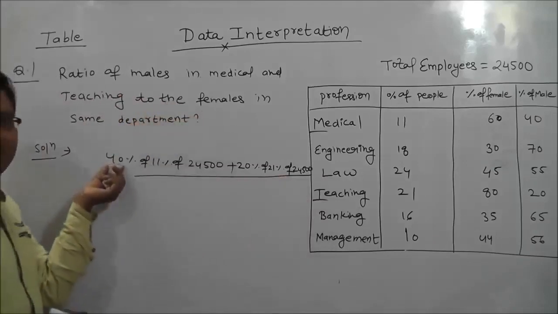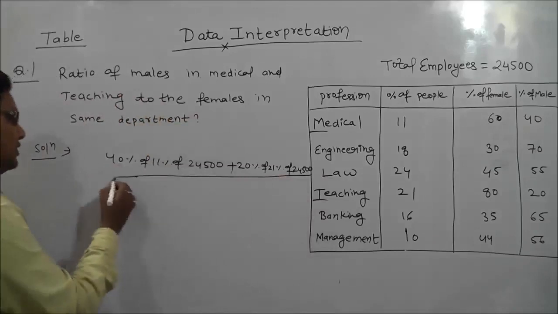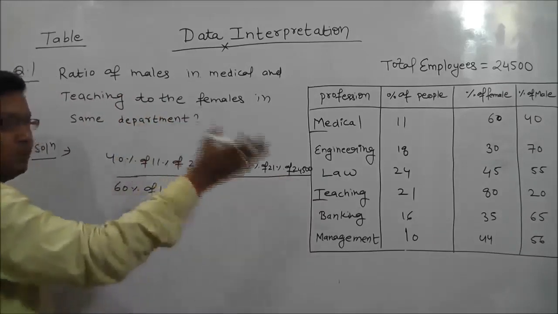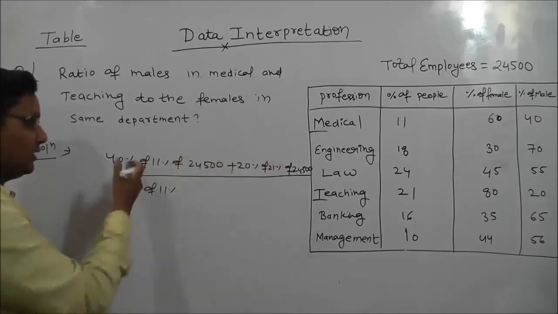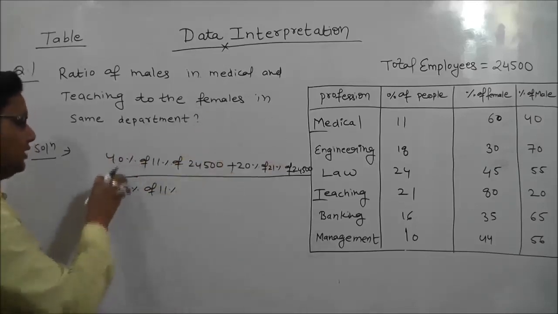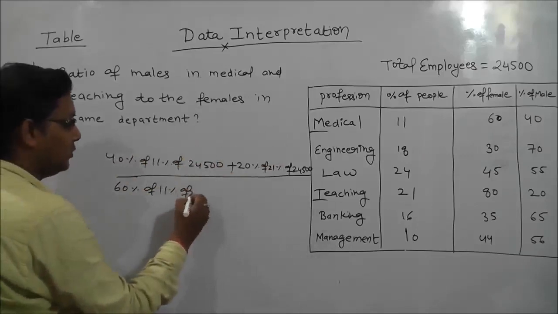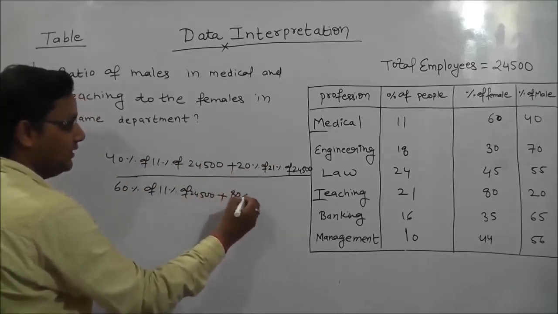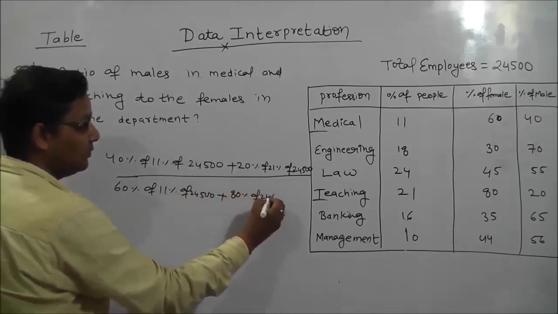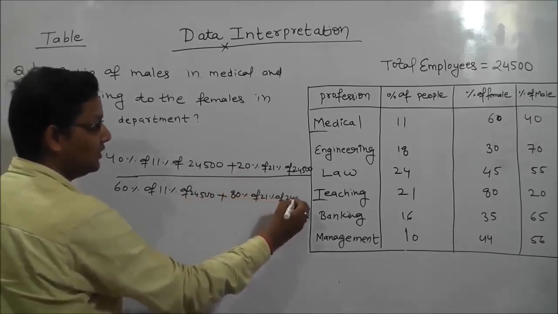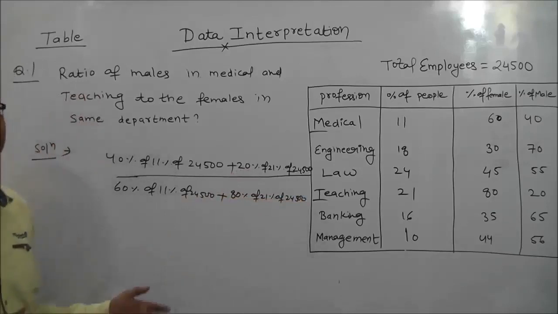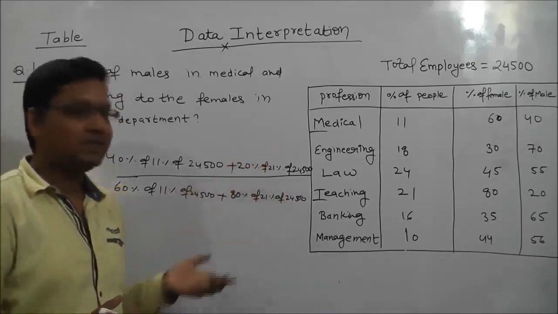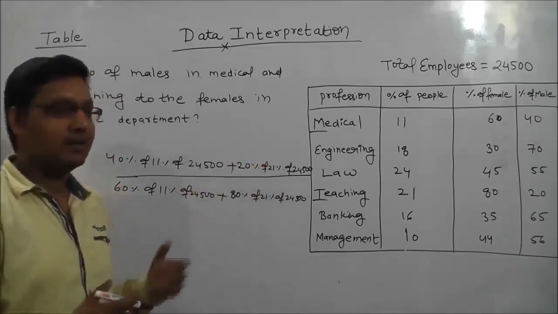So 40% is the number of males, so 60% will be the number of females in the same department. So no need of looking at the table back. We can write directly: 40 so 60, 11% of 24,500 plus 20 so 80, 80% of 21% of 24,500. After learning, you don't have to write this much also. First I am telling what to see.